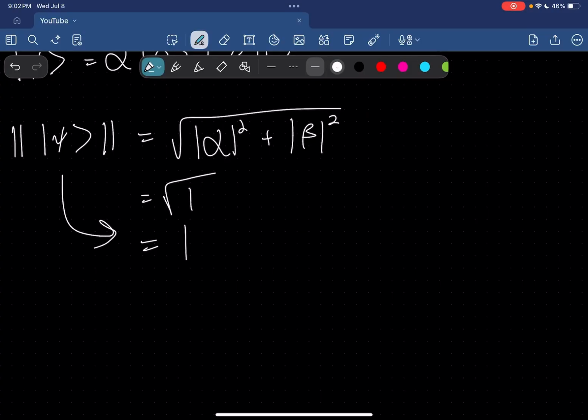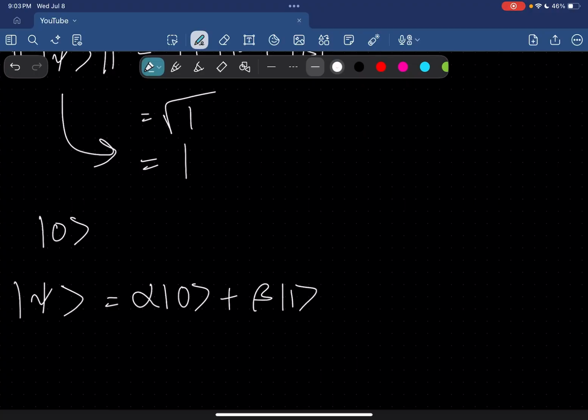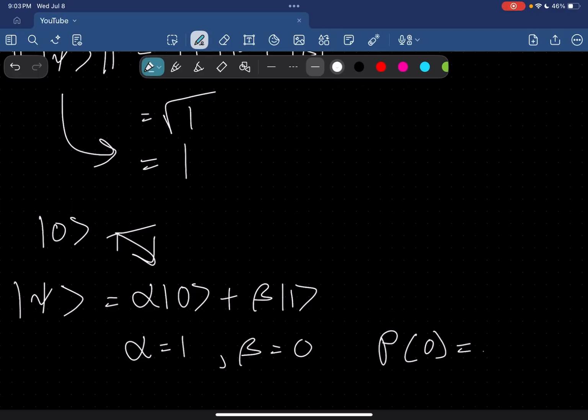Ket 0, one of our basis vectors, is simply the quantum state which is guaranteed to return 0 with 100% probability. Because if we have psi equal to alpha ket 0 plus beta ket 1, this simply means that alpha is 1 and beta is 0. So the probability of measuring 0 is the mod square of alpha, which is just 1, so 100% probability.